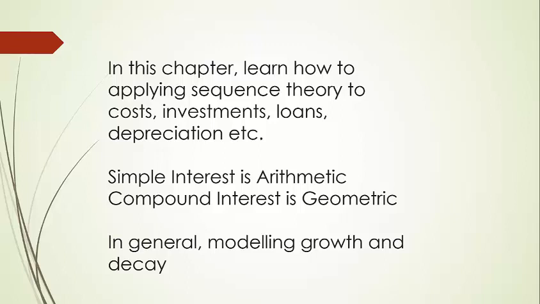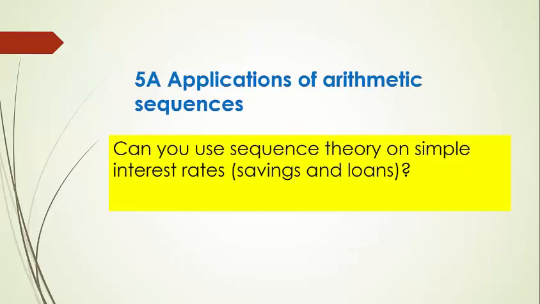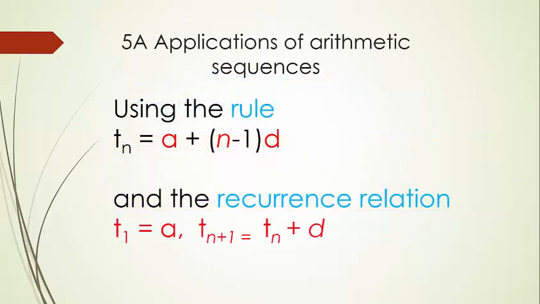And you may also have heard of the term modelling growth and decay. Well, that's what we're doing. Growth either using the rule or using recurrence relation, and decay is where the numbers go down every time. So starting off, keeping it simple, in 5a we're going to look at this in two parts. The first part is, can you use sequence theory on simple interest rates on savings and loans? And we're also going to be using it for things like hiring a car. In fact, we'll do that first.